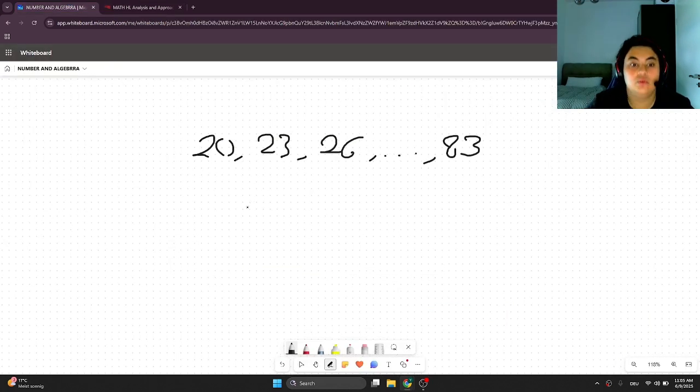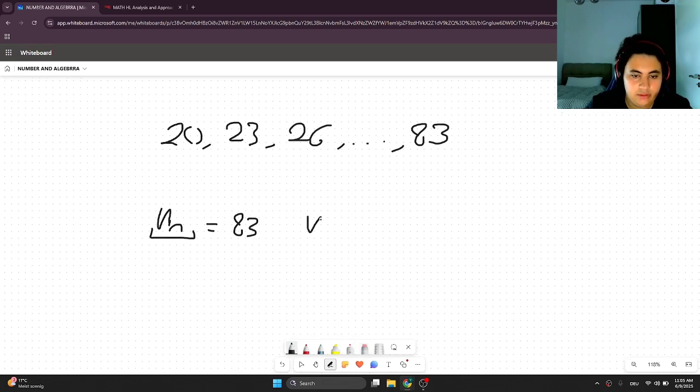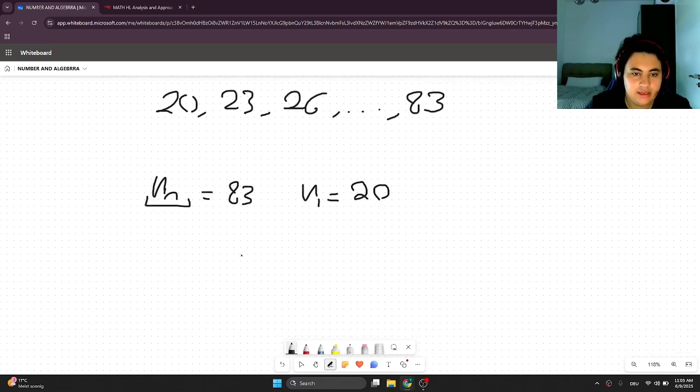Yes. Okay, cool. So first of all, we know that the nth term un, if it's a finite sequence, then un is going to be the final term. So we know that un is equal to 83. We also know that u1 is equal to 20. Now, what is the common difference?